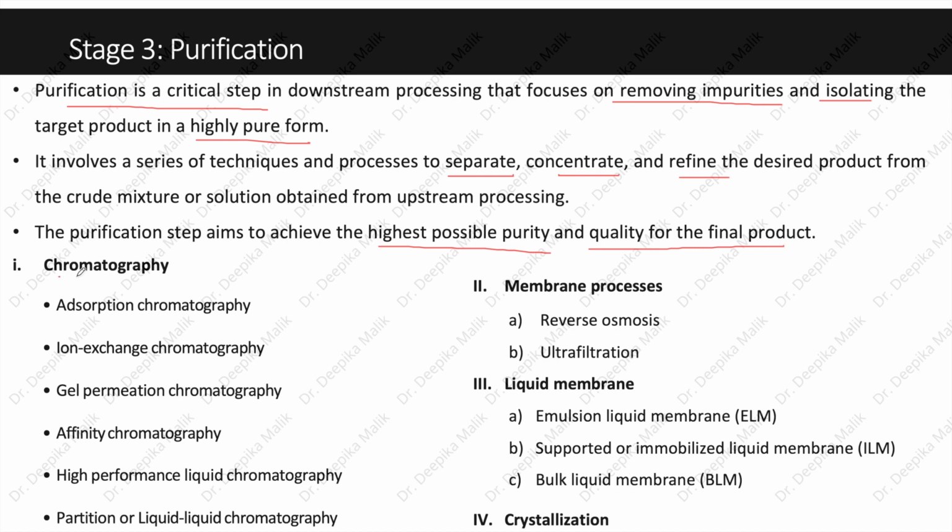The first method is the chromatography techniques, which include adsorption, ion exchange, gel permeation, affinity, high performance liquid, and partition or liquid-liquid chromatography. Then we have membrane processes, which include reverse osmosis and ultrafiltration. Then we have liquid membranes and their types, that is emulsion liquid membrane, supported or immobilized liquid membrane, and bulk liquid membranes. And then finally we have the crystallization technique. Now let's discuss these techniques one by one in detail.